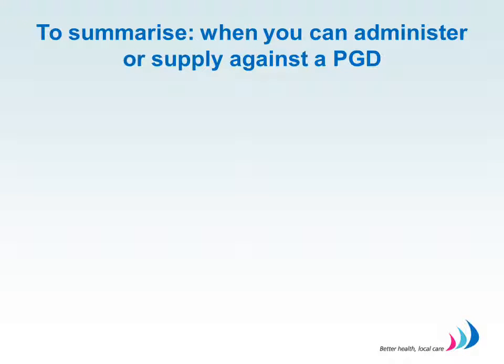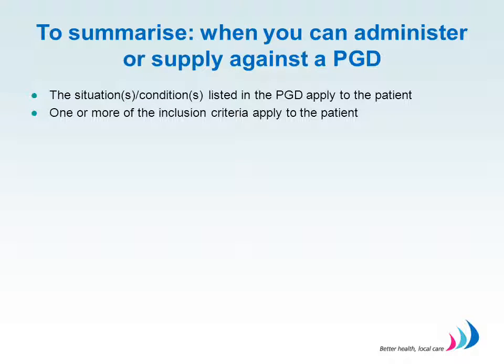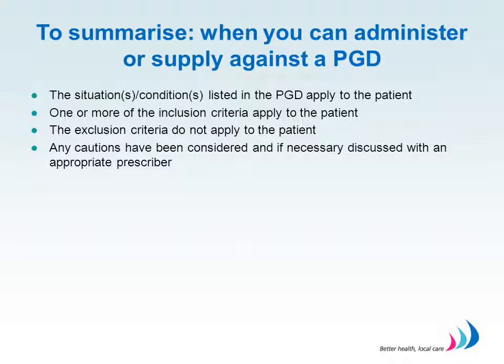So, to summarise, within Solent NHS Trust, you may only administer or supply a medicine under a PGD when the situation or conditions listed in the PGD applies to the patient, one or more of the inclusion criteria applies to the patient, the exclusion criteria do not apply to the patient, any cautions have been considered and if necessary discussed with an appropriate prescriber.